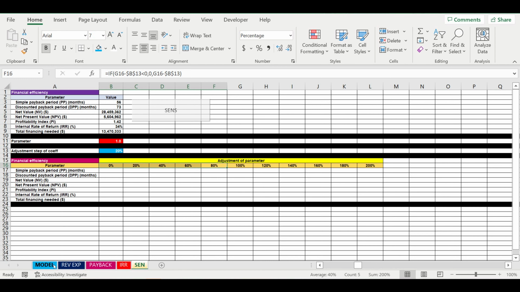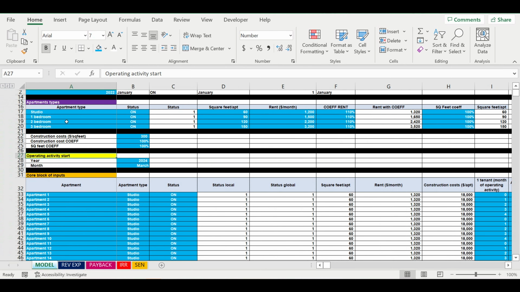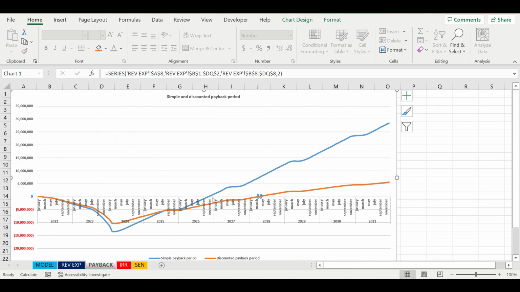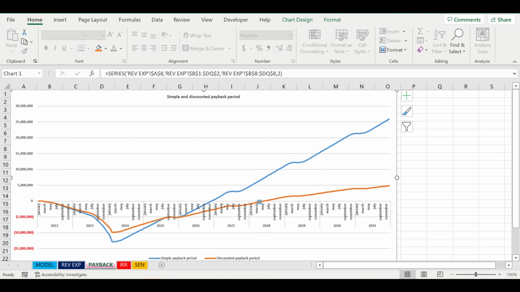So first of all, let's start with the model itself. First of all, we name the types that we have. For example, we have 4 types of apartments. We can, for example, switch off all studios from the calculation. So we just put here off. Then we go to the simple and discounted payback period diagram. Just wait a little bit for Microsoft Excel to calculate the data. See how that diagram changes.